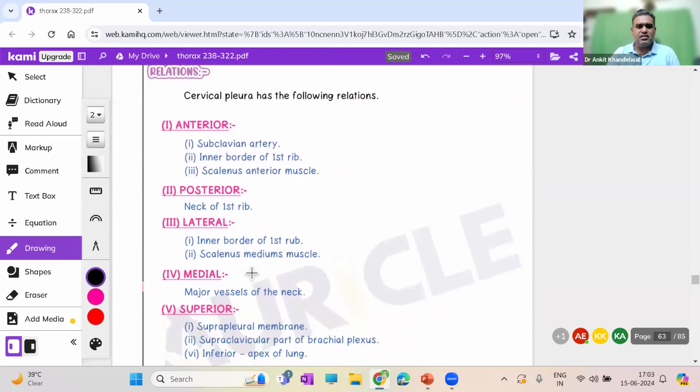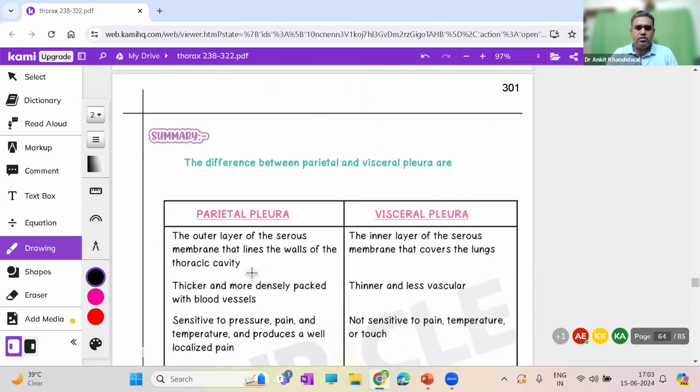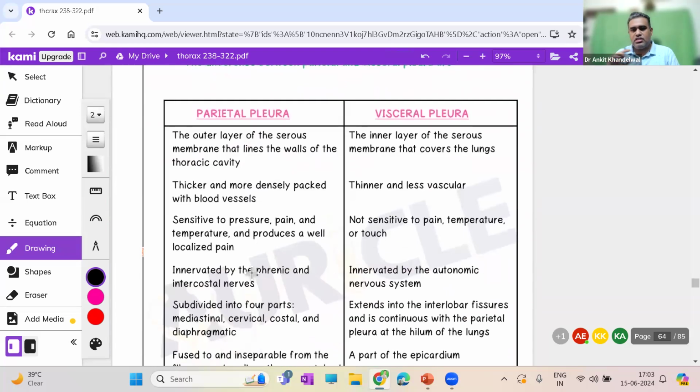Relations are not that frequently asked for the pleura. To summarize, whenever a question comes from the pleura, peritoneum, or the pericardium, always try to make a table. One side write parietal, one side write visceral pleura. And have an open, clear, conceptual mind. If you understand the topic, you can easily write on it. If you start to cram everything, then obviously things do not become easy.